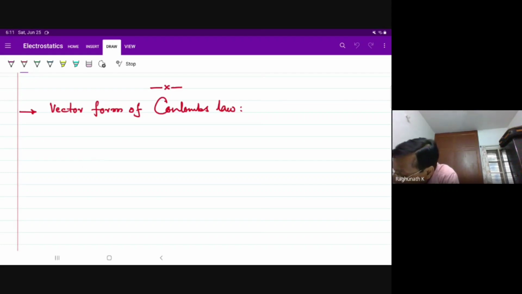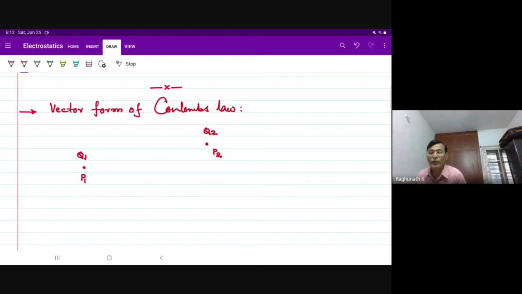Consider the case where charge Q1 is kept at a point P1, the coordinates of which are known to you. Another point P2, where the charge Q2 is kept. Listen carefully. While developing this particular law, we will assume that these two charges are both positive charges.